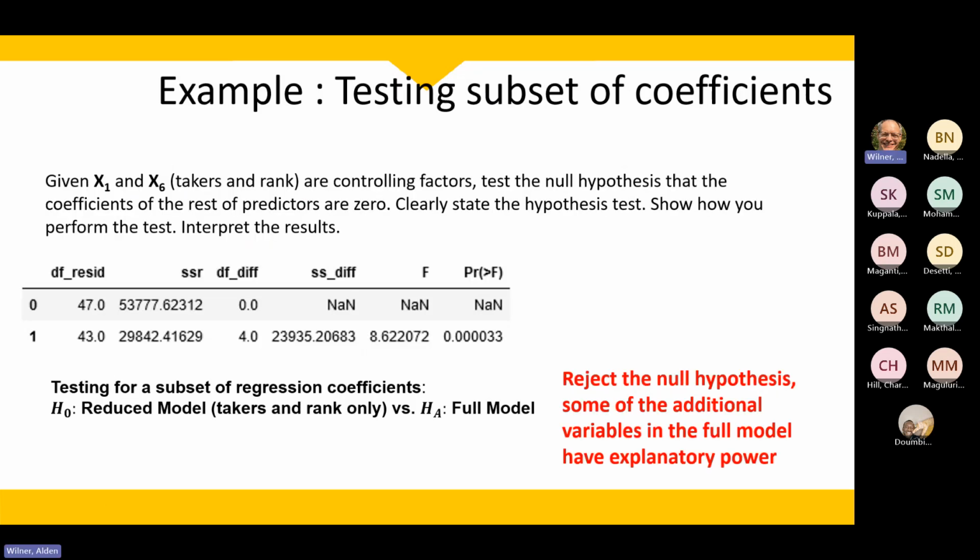So here's what we get. Given X1 and X6, we test the null hypothesis that the coefficients are 0. So here we get our output from the ANOVA test. The first line is with just our controlling variables. It's not being compared to anything. We're just presenting the residual and the sum squared regression.